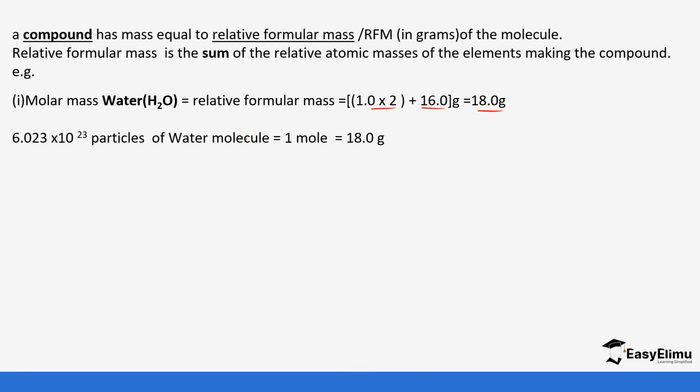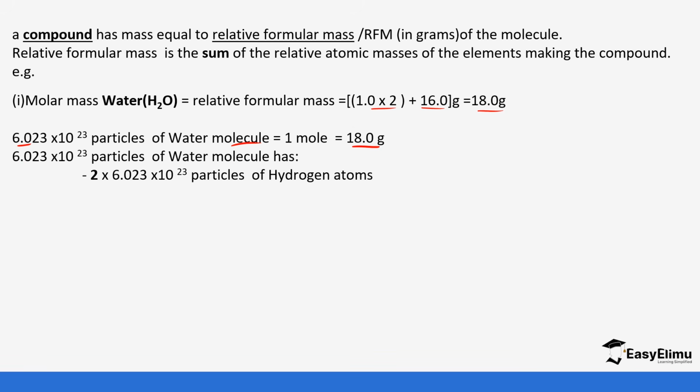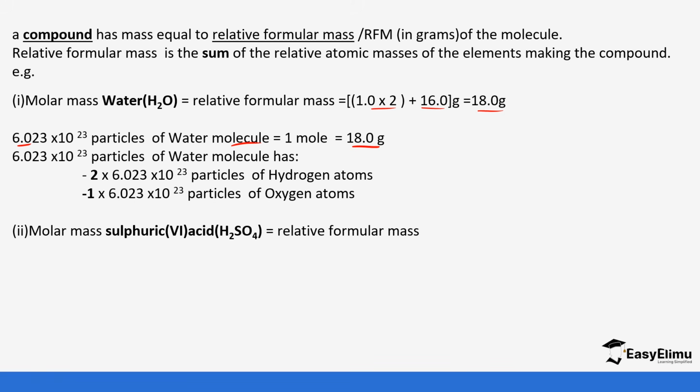So 1 mole of water is 18 grams, which is equal to 6.023 times 10^23 particles of water. But if we look at individual particles, we have two particles of hydrogen. So in 1 mole, it would be times 2. For the particles of oxygen, it would be times 1. Same case with sulfuric acid, the relative formula mass is 1 times 2 for hydrogen, plus 32 for sulfur, and 16 times 4, where 16 is for oxygen.